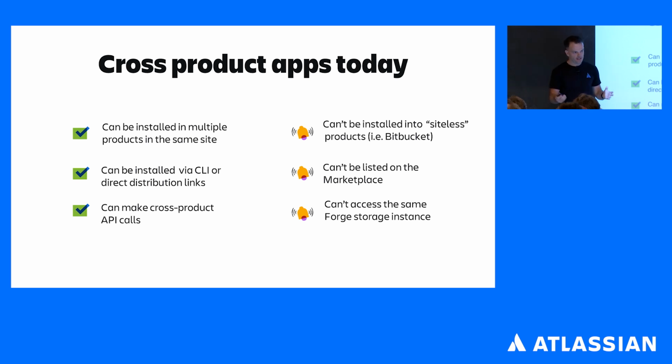And also the functionality is kind of mixed. You can make cross-product API calls, but you can't use the same Forge storage instance. So if you create a Confluence macro and you have a Jira issue panel and they're both reading and writing to storage, it's actually separate instances of storage, and so you can't share data across the app. And by the way, that's a good thing.